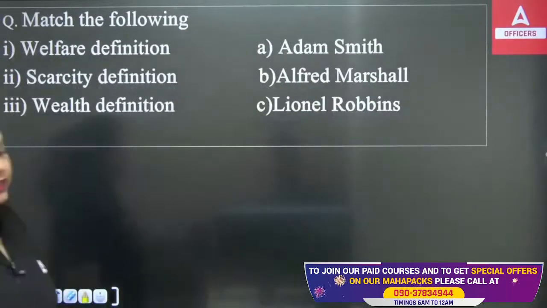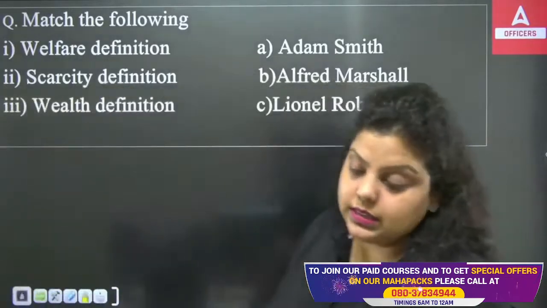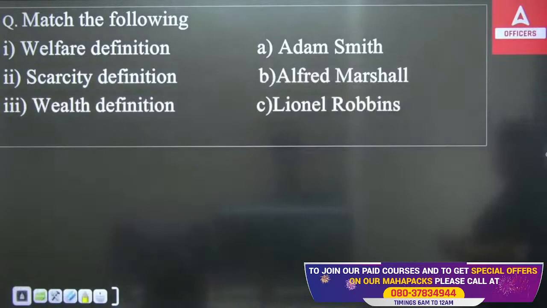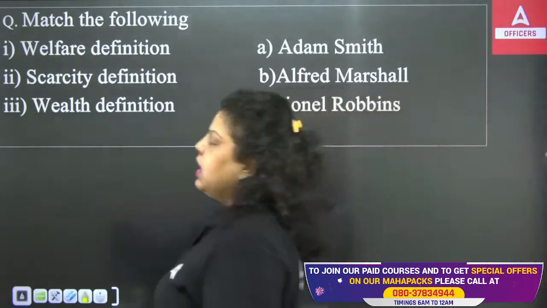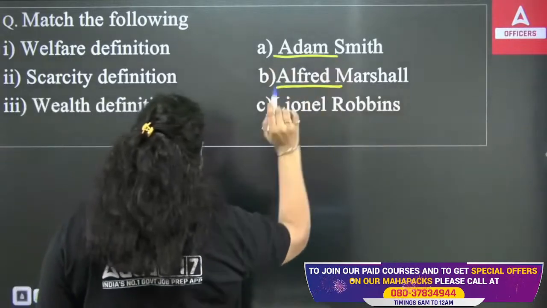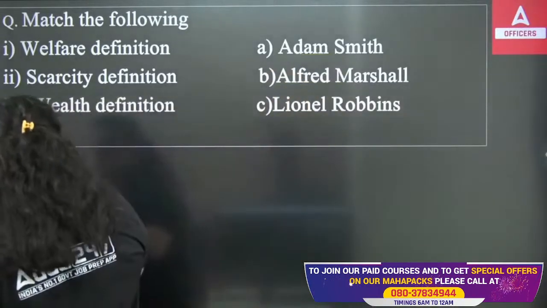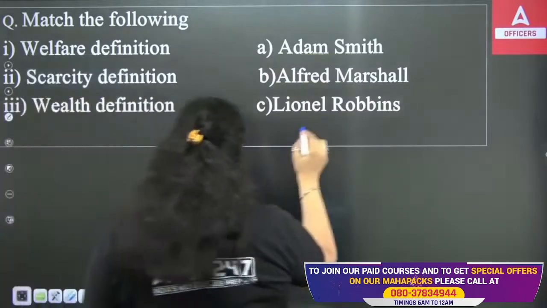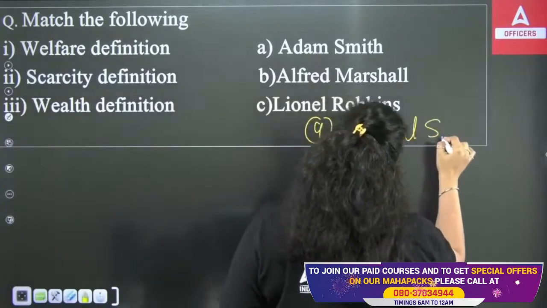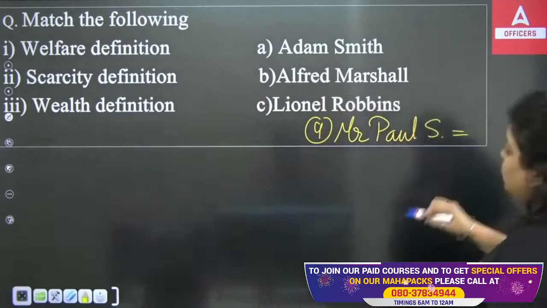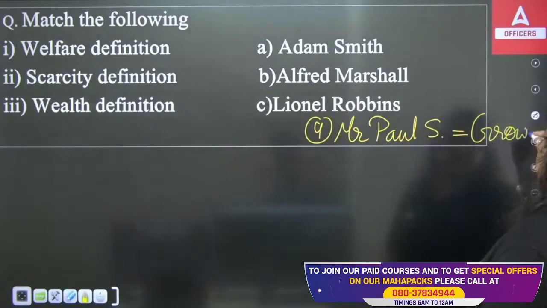Next. Now, the definitions. One thing I forgot to tell you, the definitions are very important. Okay, the definitions are very important in the paper. Why it is important? Because there are mainly 4 economists in the economy, and they have given the 4 definitions. Out of that, one is Mr. Adam Smith, Mr. Alfred Marshall, Mr. Leon Robbins, and the 4th one I will be writing here, that is Mr. Paul Samuelson. Mr. Paul Samuelson, and he has given the definition of economics. That's a growth definition.